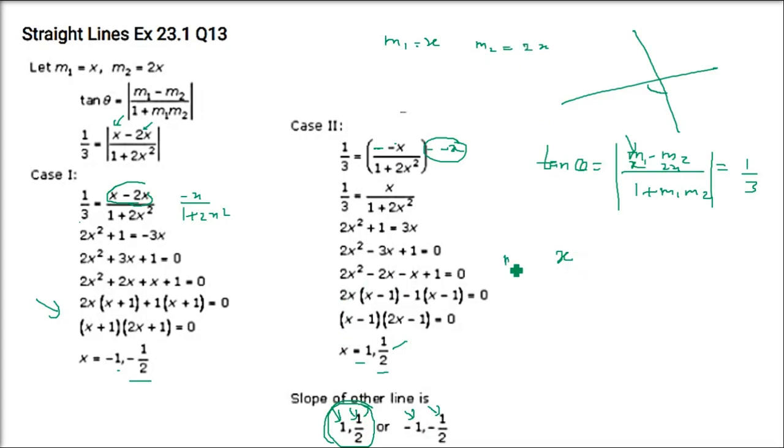Why am I re-emphasizing? Because this type of question will come again and again. Once you have found m1, you have to find m2 also. So put x as 1 and half and find m2 using 2 into x. This is how we are going to solve it. And this is an NCERT question, so it will be an important question.